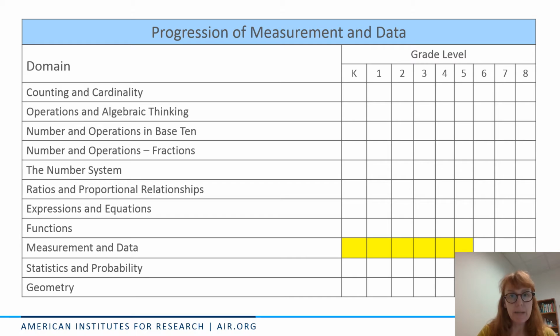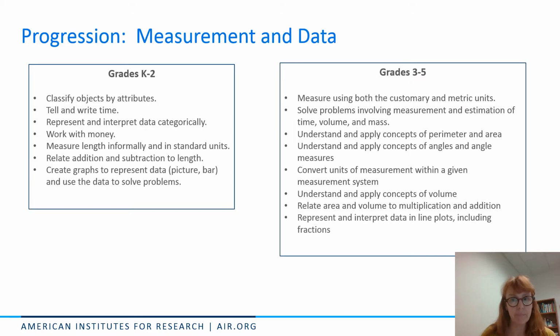Now let's see how measurement and data progresses through grades K through 5. You'll notice that this is formally taught only in grades K through 5, but students will continue to apply this knowledge as they move through future grades, both in their math and their science classes. In grades K through 2, students begin to understand the concept of measurement by classifying objects and using informal units of measure to measure everyday things. They develop skill in using measurement tools, and they work with everyday measurement concepts of money and time. As they study length, we'll also see them start to relate addition and subtraction to this type of measurement.